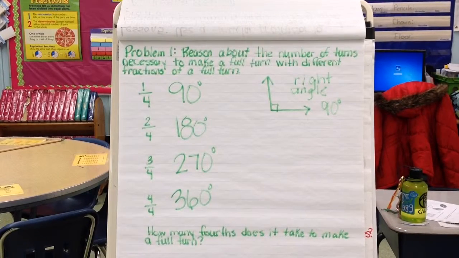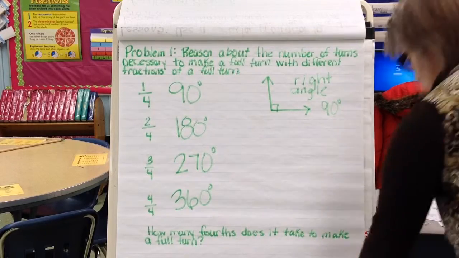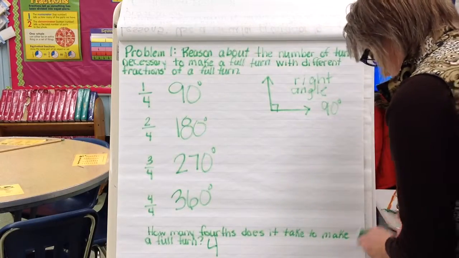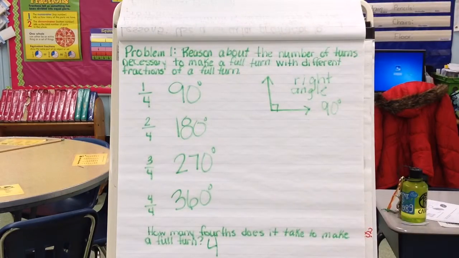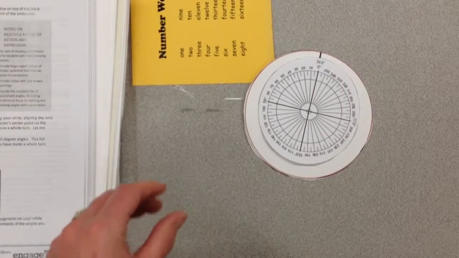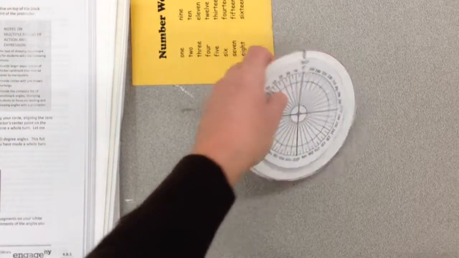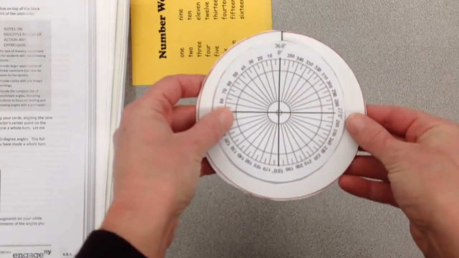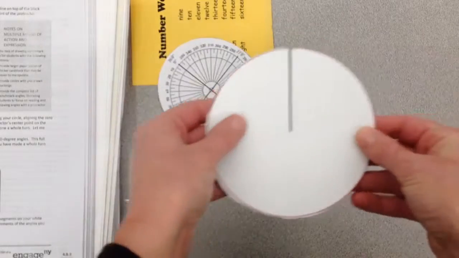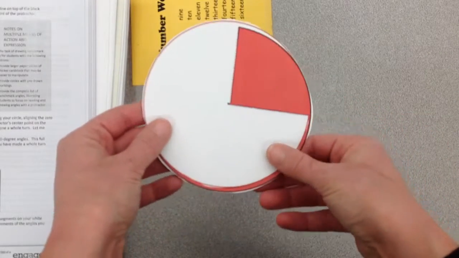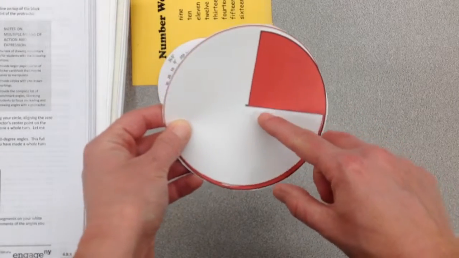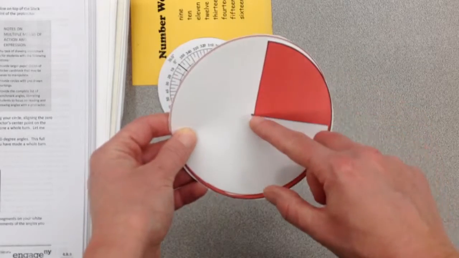Boys and girls, you're going to notice it took 4/4 to make a full turn. So it took 4/4 to make that full turn. When you are using this protractor, make sure that you keep the center point right in the middle of your circles. Also notice, when you have 90 degrees, there are 2 perpendicular lines and they form a right angle. Notice that these are perpendicular.